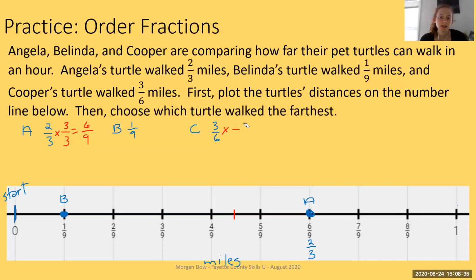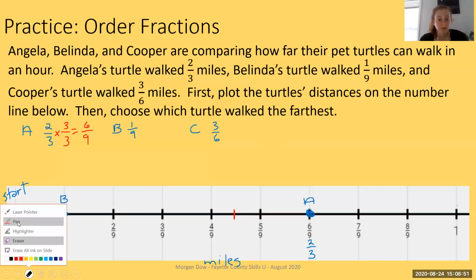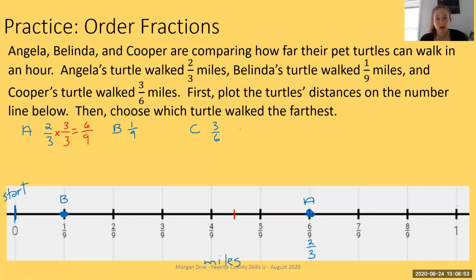I think it's easiest to look at the 3/6 and think of it as 1/2, because then you'd see that the 1/2, the halfway point, would be sitting between the 4/9 and the 5/9. Another way we can do this is we could try and think of a common multiple between 6 and 9. So what is the least common multiple between 6 and 9? The least common multiple between 6 and 9 is 18.